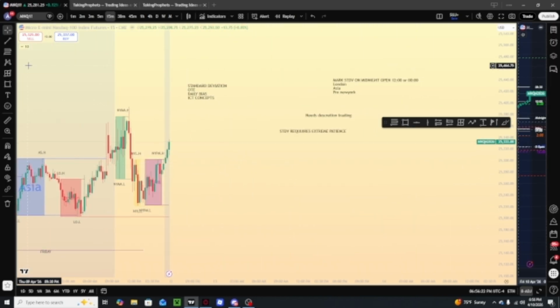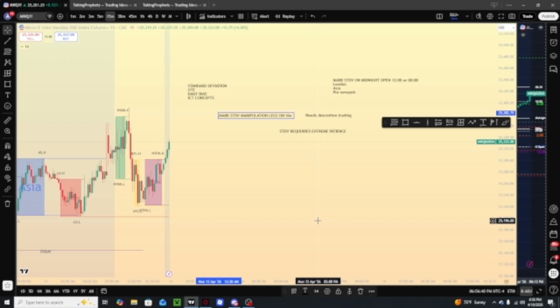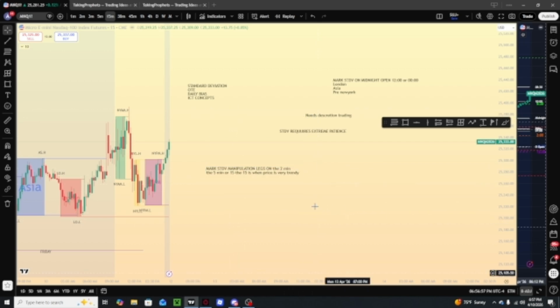And make sure to mark it out on mark Stdv manipulation legs on the 2 min, the 5 min, or the 15. The 15 is when price is very trendy. Okay?